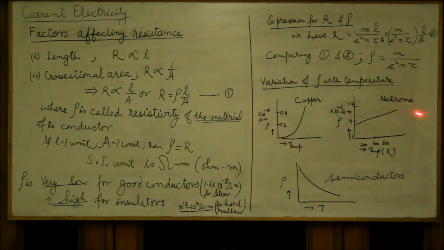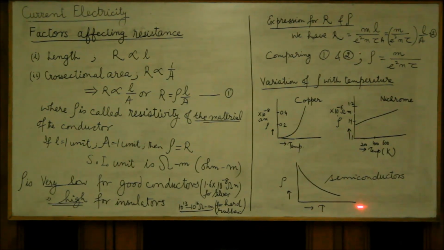For nichrome, it's a material used to make wires of the heaters. The material nichrome is an alloy of nickel and chromium. The resistivity varies with rise in temperature. You can see this is almost linear in variation, increasing with rise in temperature.